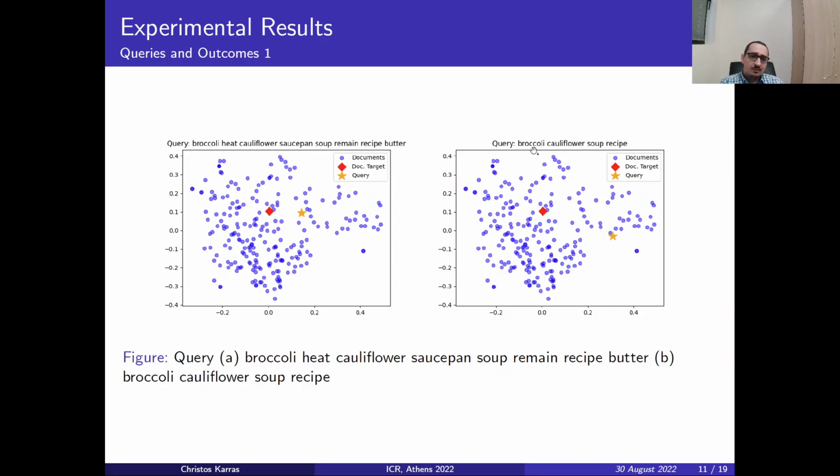On the right hand side we have the query broccoli, cauliflower, soup, recipe. As we can observe, on the left hand side we had 8 words, so more words created less distance, and although the query contained some words that are not close to each other, the distance was less, and the query was able to reach the target document with a good approximation as per distance. While on the right hand side the distance was high, and it means that the query should be fed with more words.